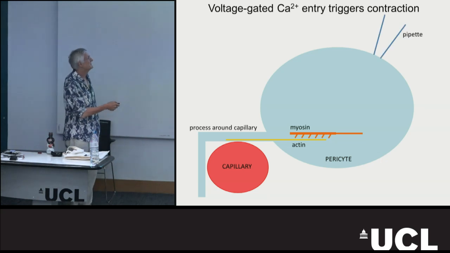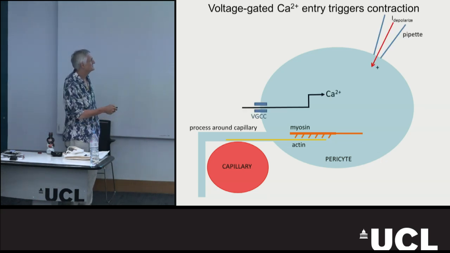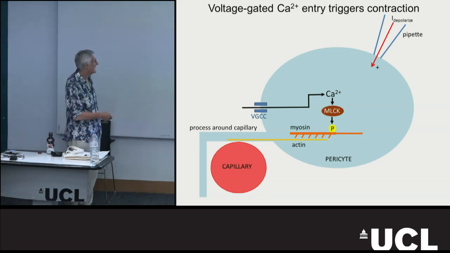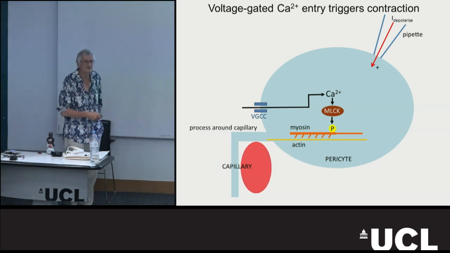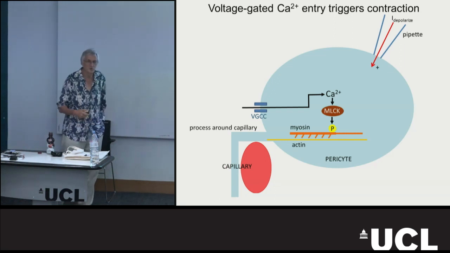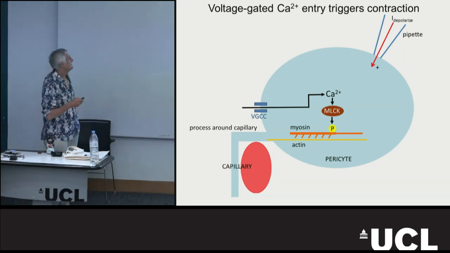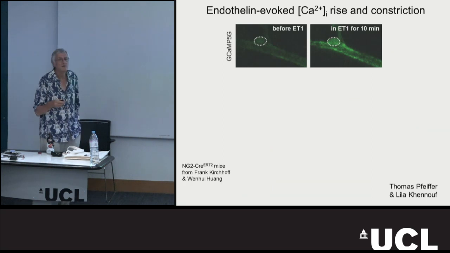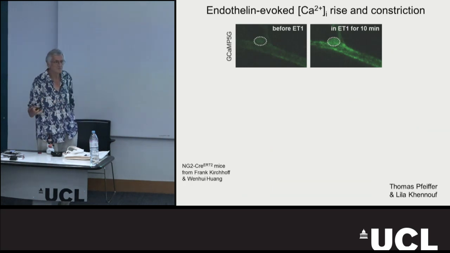What I just showed you was that if we depolarize the pericyte with current, then that opens voltage-gated calcium channels, calcium goes up, and that activates myosin light chain kinase to activate the myofilaments to constrict, so the capillary gets squozen. Okay? Of course, this is not how things happen in the brain normally.